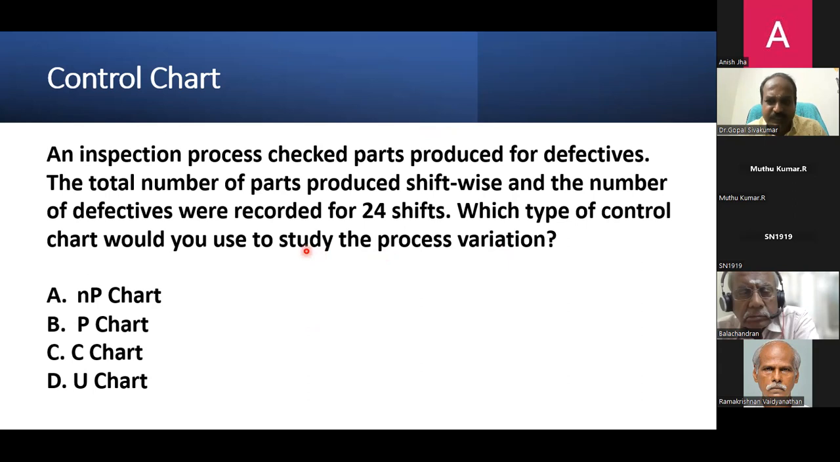It is not mentioned as constant. So every shift, there can be a different number of units produced. So it is better to go for a P chart. P chart, right? Because we go for an NP chart only when the sample size is constant. Very simple. That's the guideline.